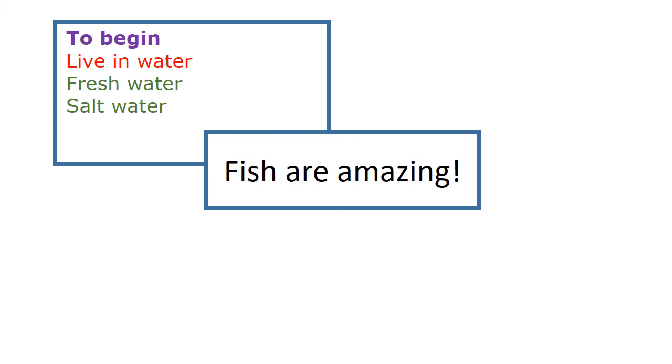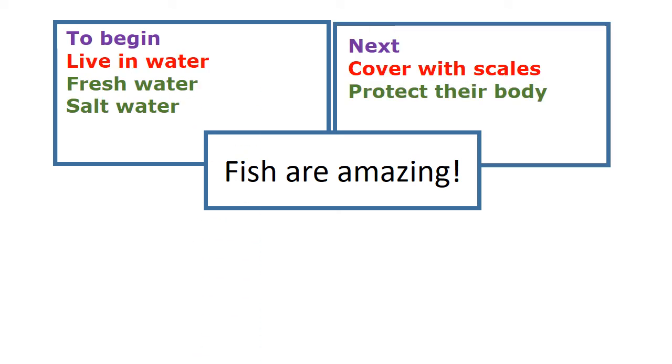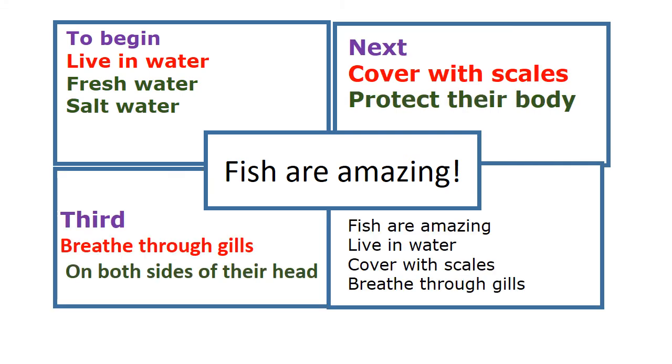Our first transitional word is to begin. Remember, we don't have a transitional word in our first sentence. We only have them in the other sentences. Next will be another transitional word we're going to use for the sentence that we will write. Then we will write another one, which will be third. Third is the transitional word that we will use. Remember, we used to begin, next, third.